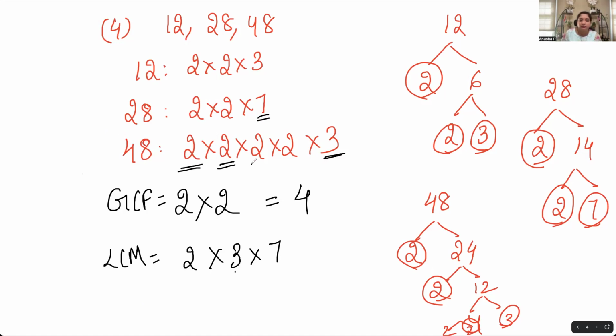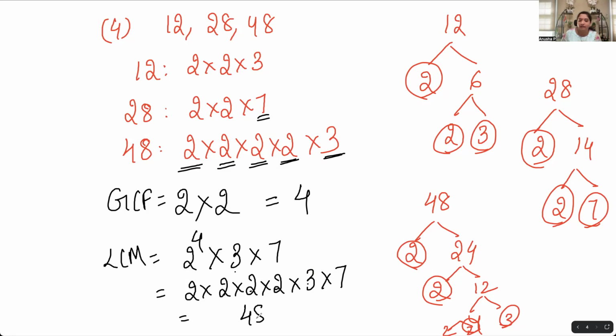1, 2, 3, 4. Okay. The maximum number of 2's that came here is 4 times. So we can write 2 to the power of 4. Okay. Or we can write 2 times 2 times 2 times 2 times 3 times 7. Okay. So 2 times 2 is 4. 4 times 2 is 8. 8 times 2 is 16. Now 16 times 3 is 48.